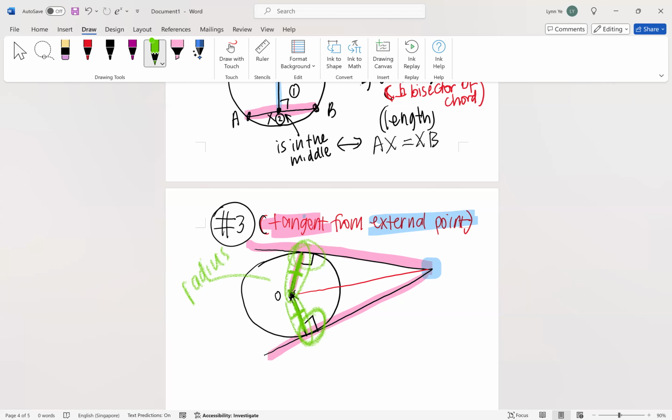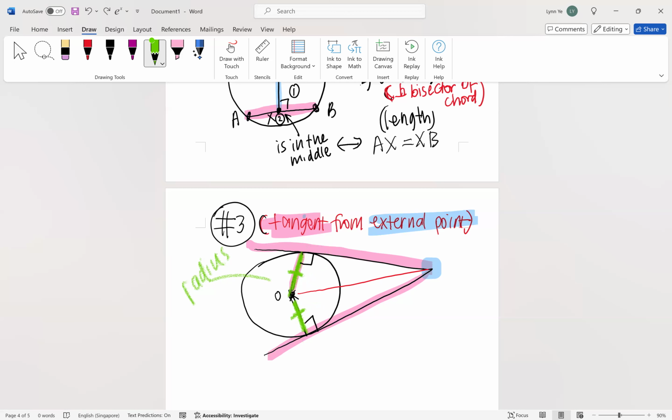Yes, congruency. What do you notice about the two triangles? They are congruent. Are they similar? No, they are not similar. They are congruent, because this is a common side, here 90, here 90, same length. Do you understand now? So this is linked to congruency.